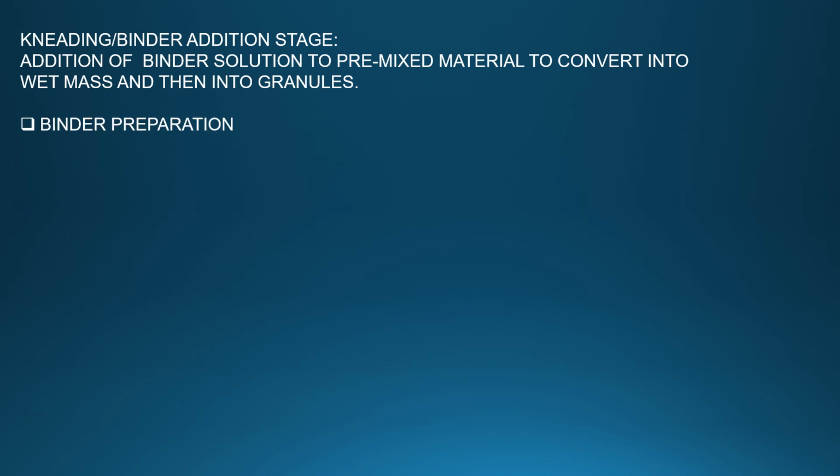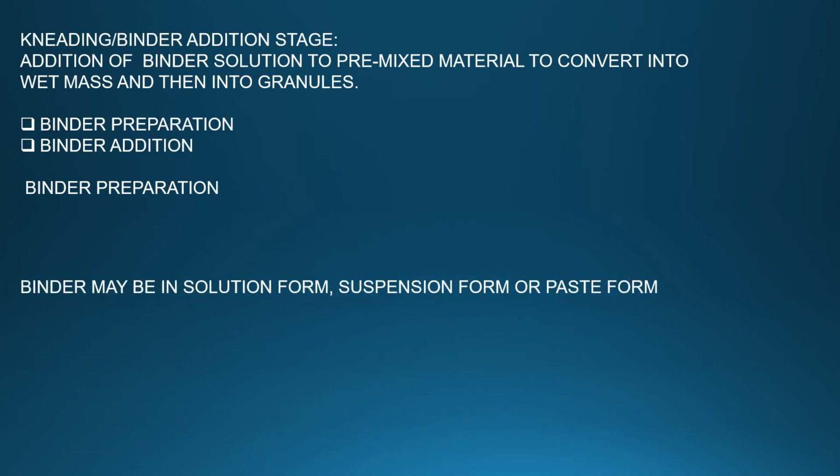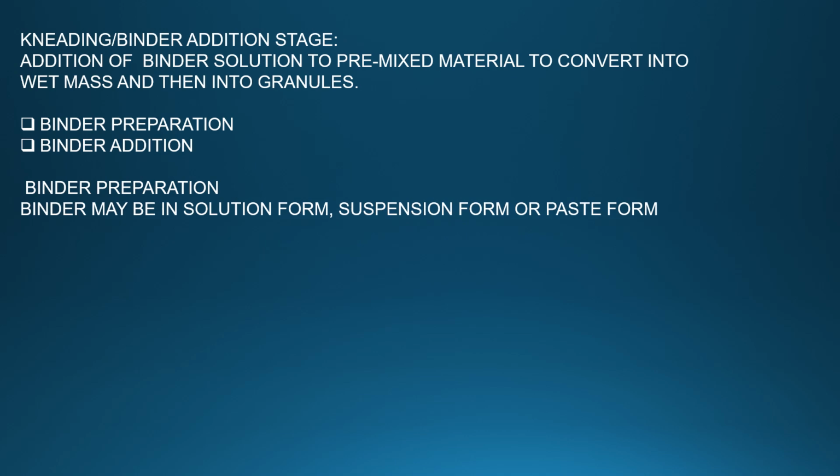The kneading stage includes two steps, that is binder preparation and the second is binder addition. Binders are excipient, fine powder and vehicle. The vehicle used can be water or organic solvent. Basically, binders can be in solution form, suspension form, or paste form.